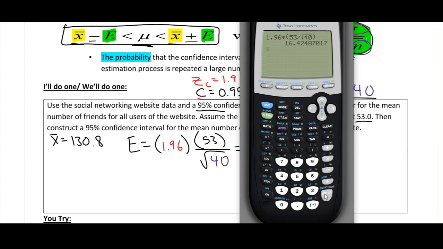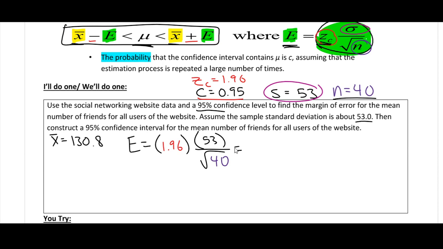And this will give me a margin of error of about 14.42. I'm going to round that to about 14.42. Okay? So that's going to be our margin of error that we add and subtract to our x value.